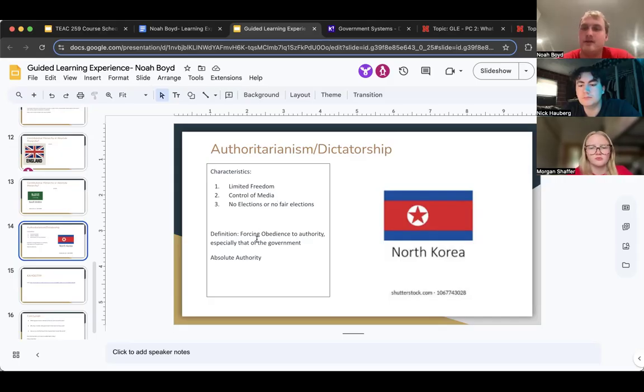And the definition of an authoritarian or dictatorship government is forcing obedience to authority, especially that of the government. In these, the rulers have absolute authority over all the people in their nation. The most prevalent and famous example is North Korea with Kim Jong-un, or that family. They're authoritarian. They have absolute control over the people and they control the media, and there are no elections or fair elections in North Korea.